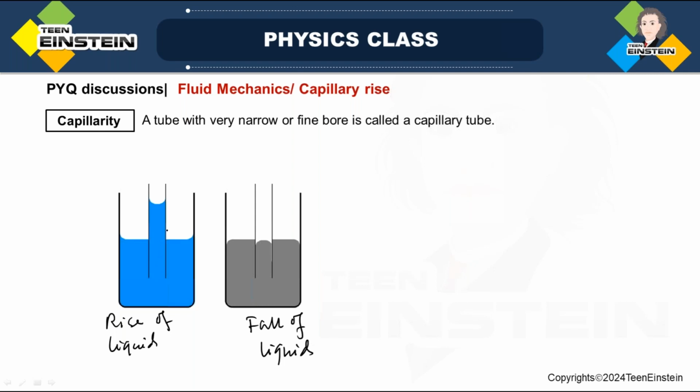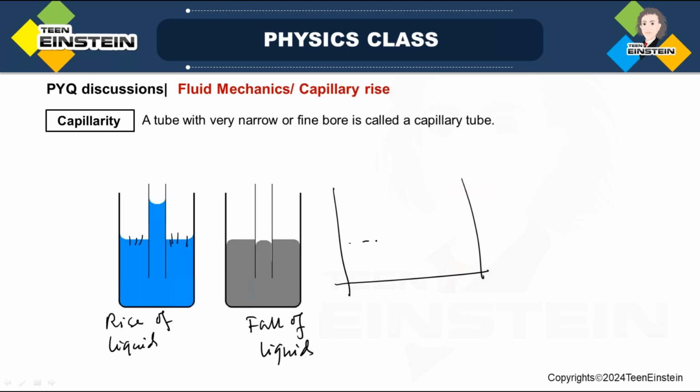This property is called capillarity, the phenomenon of rise or fall of a liquid inside a capillary tube when dipped into it, compared to the surroundings. This is the surrounding surface of the liquid, and this is the surface of the liquid inside the capillary tube. So this may rise or fall, either can happen. If this figure is not very representative, let me draw it here.